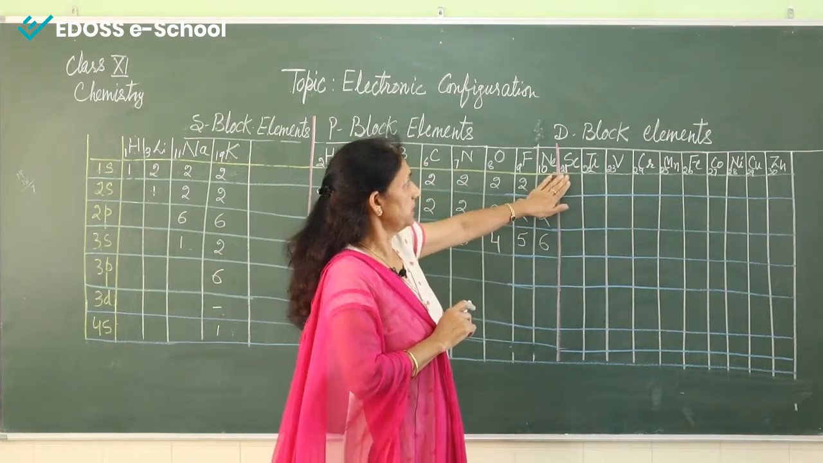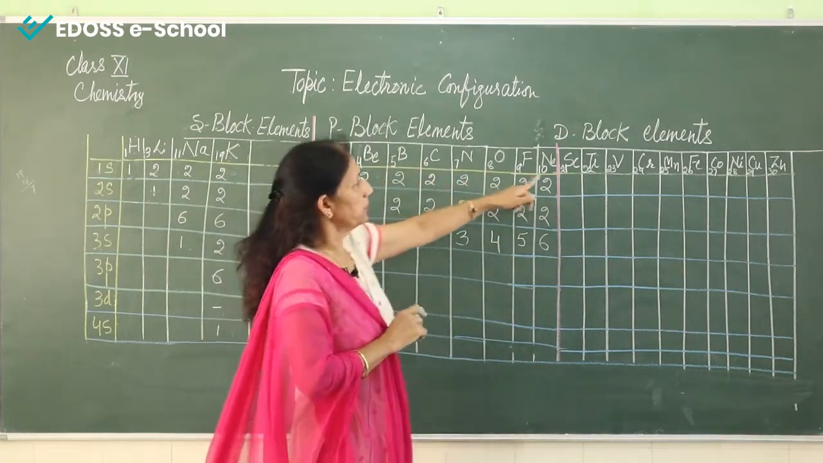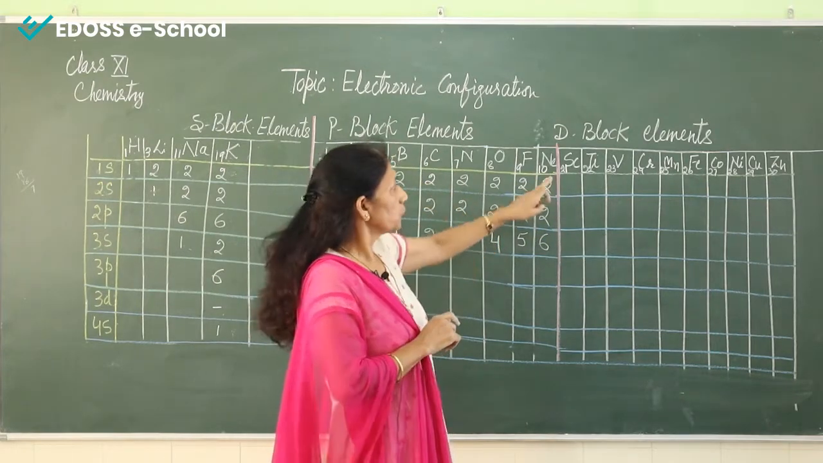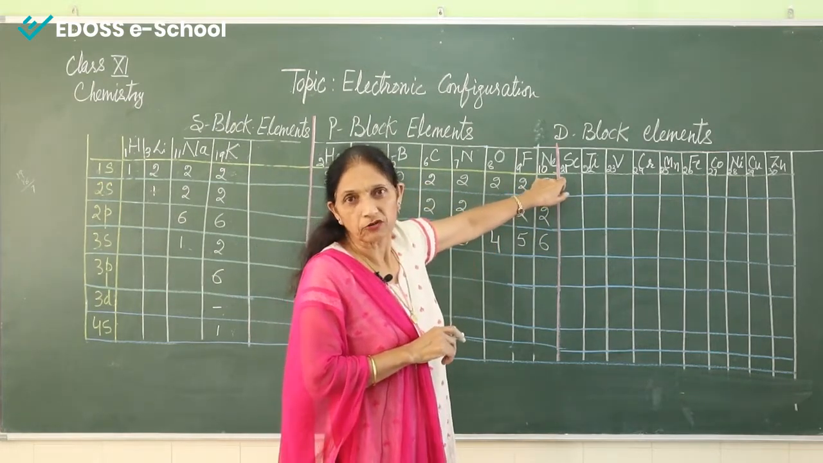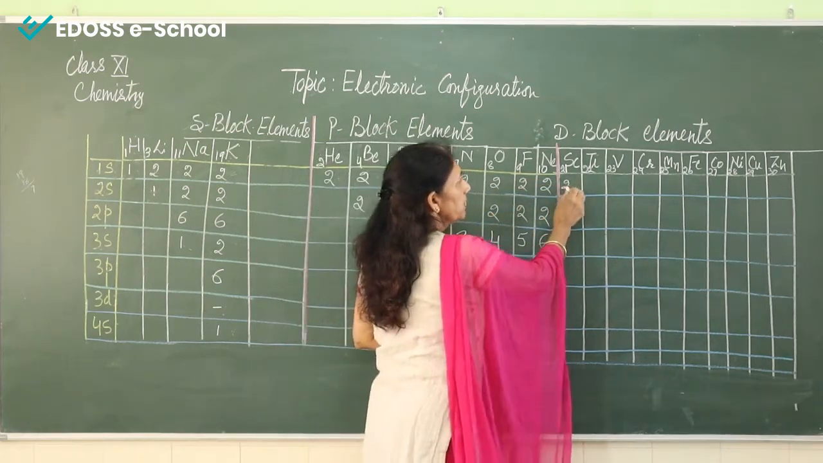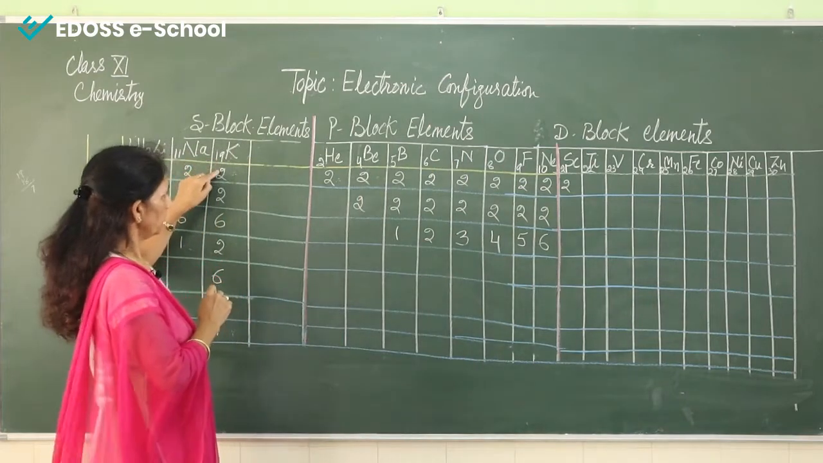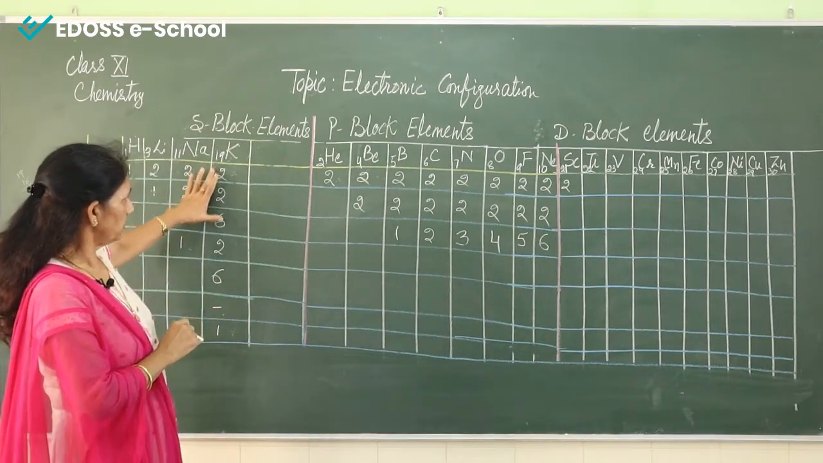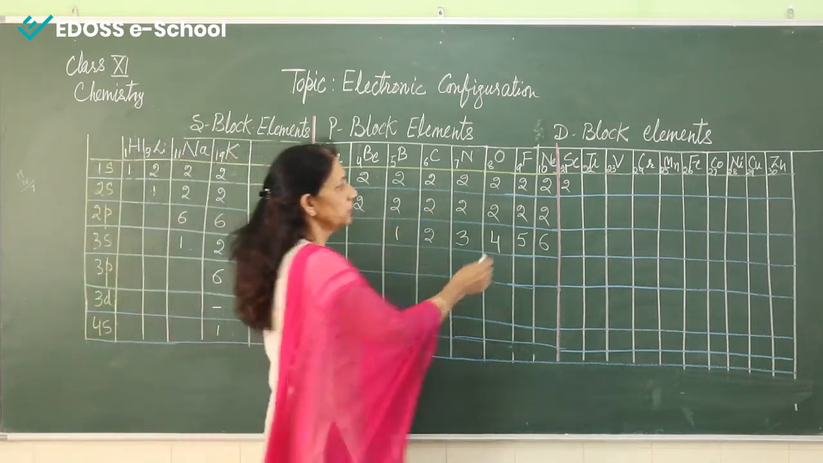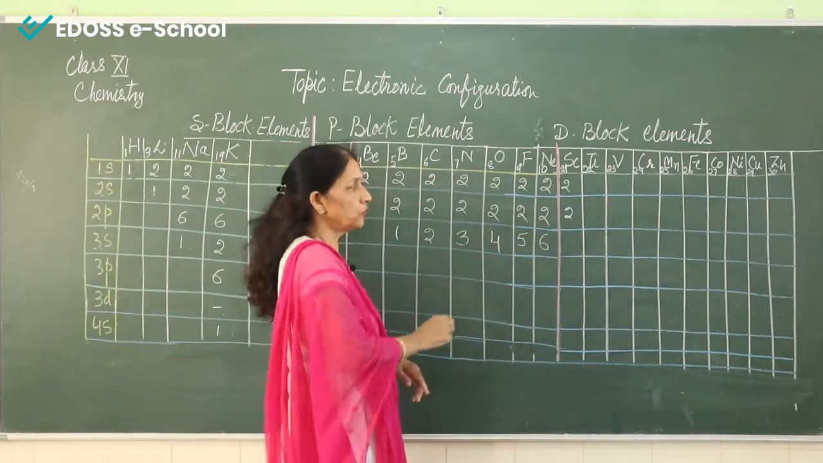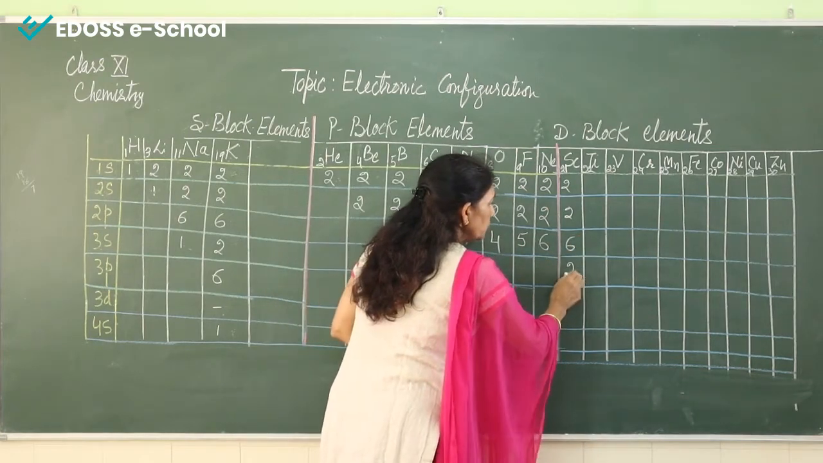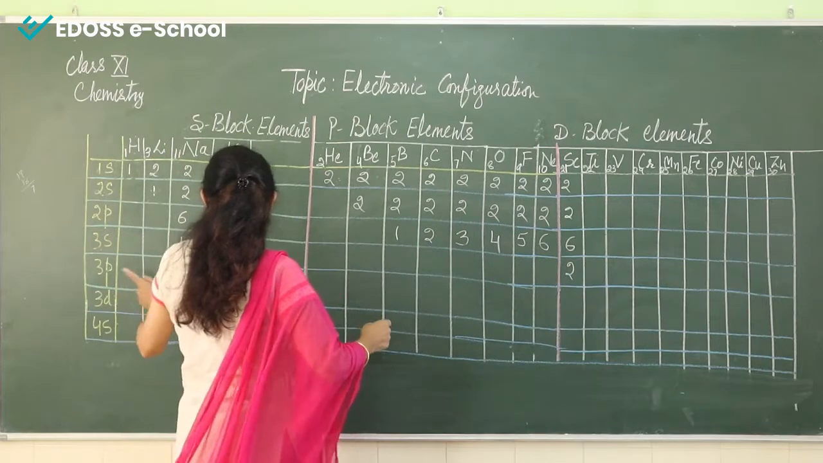Now you can see here, after 19 we are coming to 21. You can see here scandium. These are D block elements. So 21, how will 21 electrons be accommodated? Up to here it will be the same, these 18 electrons will be the same. So 1s2, 2s2, 2p6, 3s2 and 3p6.